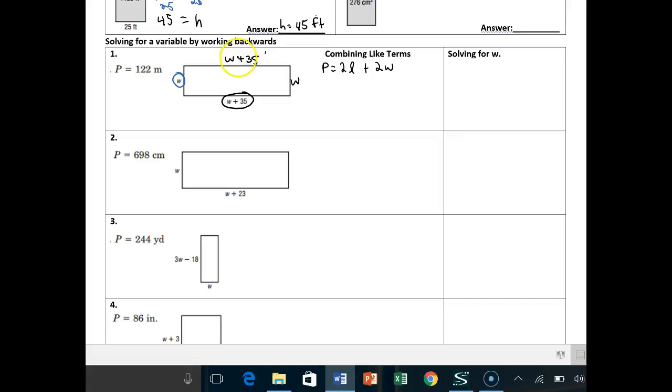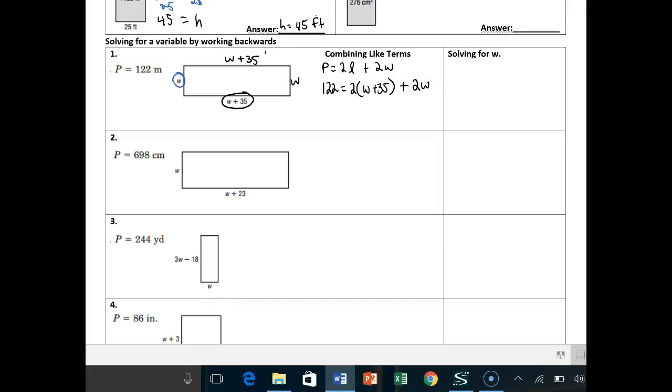Basically, what is this saying? It's saying W plus 35 plus W plus W plus 35 plus W, all added together will give me 122. So let's say my perimeter, which is 122, is equal to 2 times my length, which in this case is W plus 35, plus 2 times my width, which, I know this is a little bit confusing, is just W. So really this just says 2W.